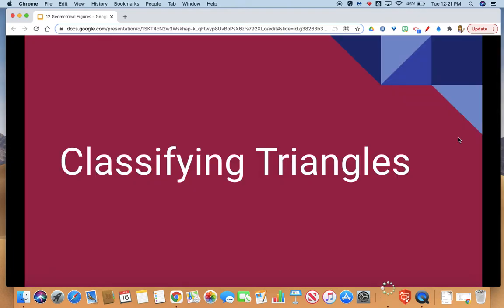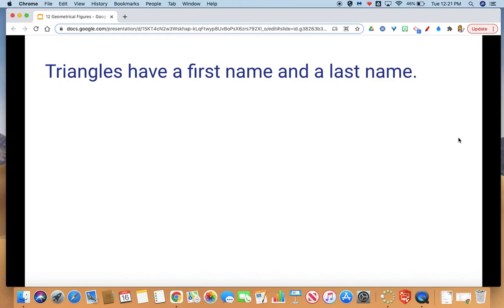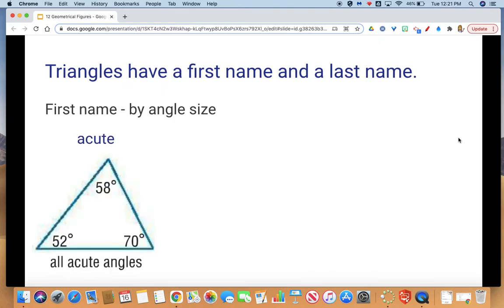Let's practice classifying triangles. Triangles have a first name and a last name. Their first name is when we classify a triangle by its angle size. We have 3 ways that we classify by angle size. So we have an acute triangle. That means this triangle has all acute angles, acute meaning less than 90 degrees. So there's no angle measurement in this triangle that's over 90 degrees. Pause and write that example down.